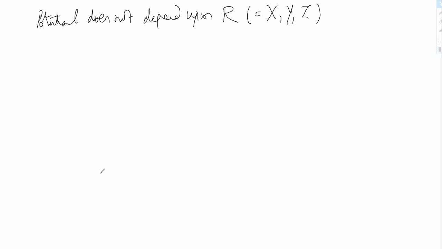and therefore you can use the method of separation of variables, and you define your psi as psi of capital R, a function that depends only on the center of mass coordinate, times psi of small r, a function that only depends upon the relative coordinate, and the total energy as E_R plus E_r.